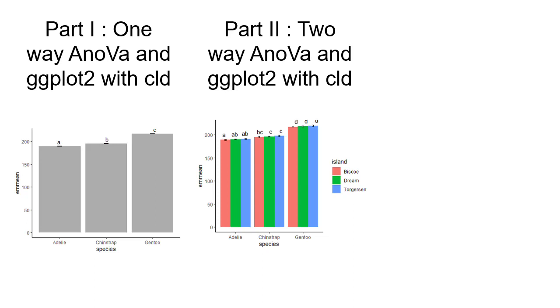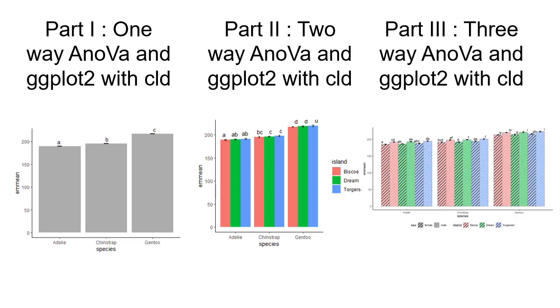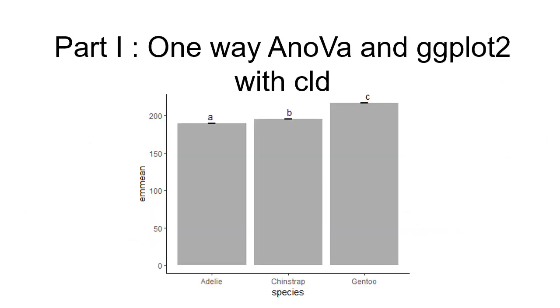In the first part, I will show how to compute CLD for one-way ANOVA and plot that using ggplot2. In the second part, I will show how to compute CLD, or compact letter display, for two-way ANOVA and how to plot it with ggplot2. And in the third one, we'll see how to compute CLD for three-way ANOVA and how to plot using ggplot. In this session, we'll see how to apply one-way ANOVA to our data to compare different categories and how to visualize those results using ggplot2 and compact letter display.